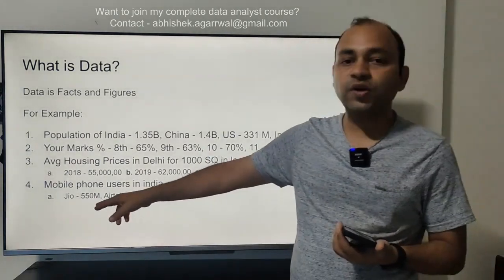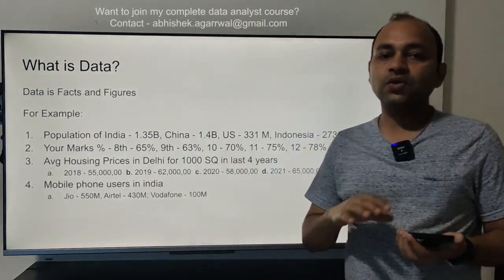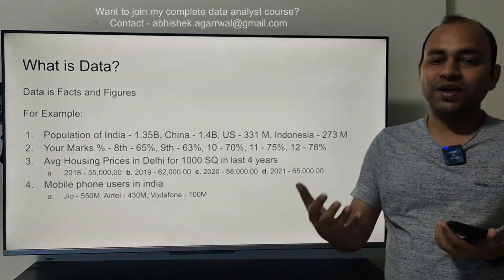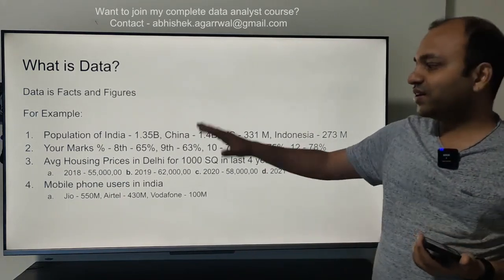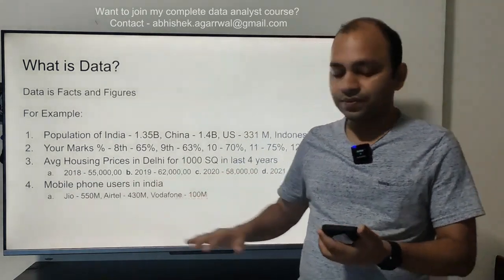Jio did it in a couple of years. So that becomes your analysis domain or analysis scenario. Once you have gathered this data, and data is your facts and figures, right?